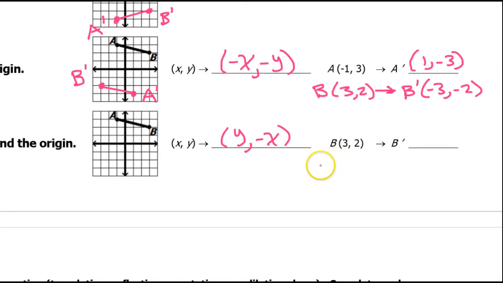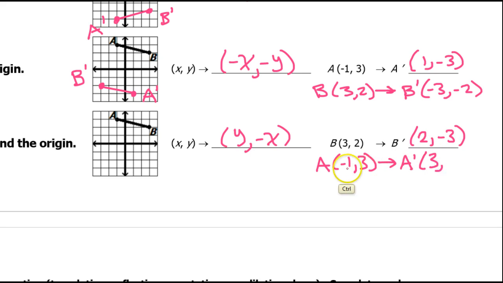So let's see, point A is the point negative 1 comma 3. Okay, time for the rule: y, opposite of x. Y is 2. The opposite of x is negative 3. Y is 3. The opposite of x is positive 1.